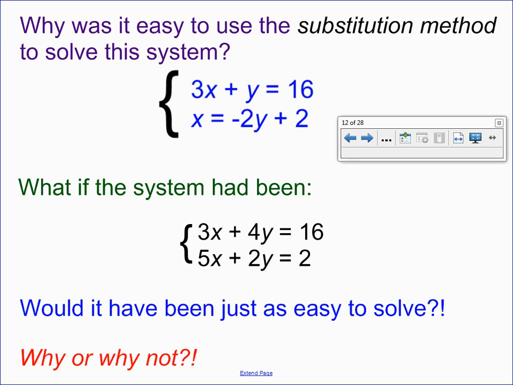All right. So would the substitution method be just as easy to use for that second one? Right? Would substitution method be easy to use for that second one? Jacob and Emily?